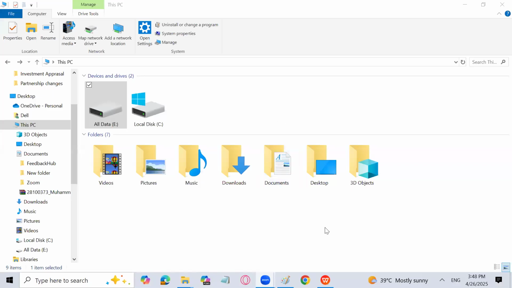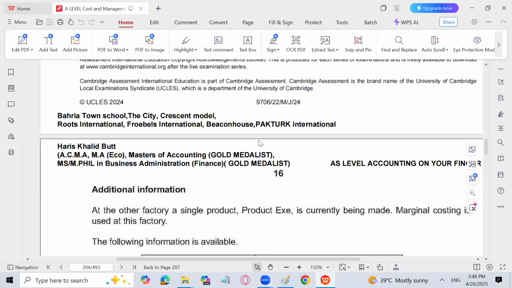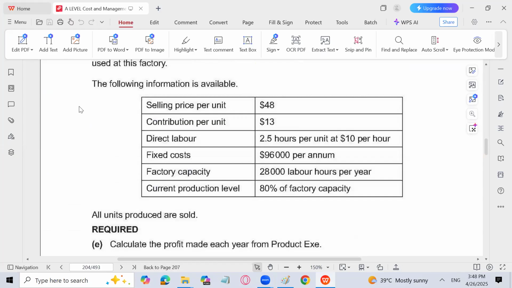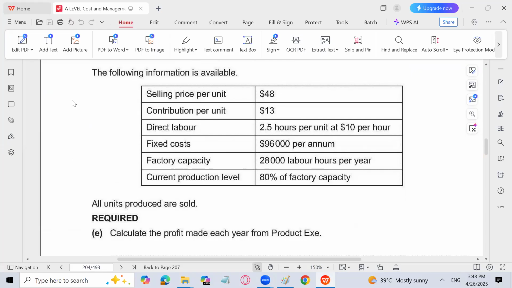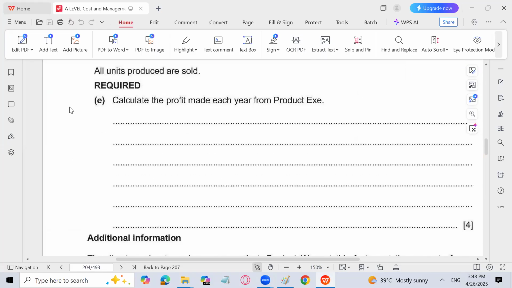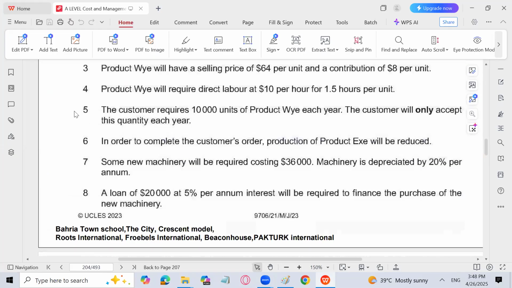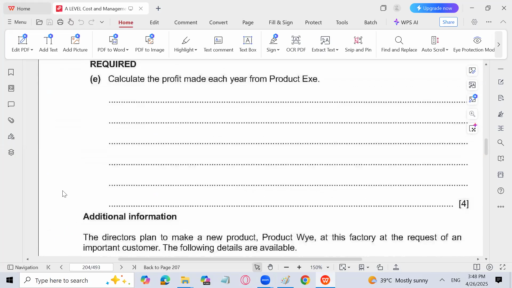This is teacher Haris Bhatt, and we are solving a question from marginal costing. This question has come in AS Accounting, paper 2, and the topic is marginal costing. Let's see in which year it came. That is in May, June 2021. So the May, June 2021 question is the one we are going to solve.